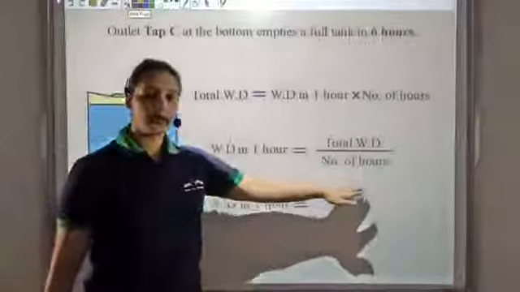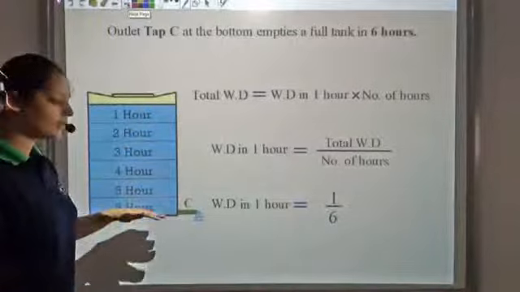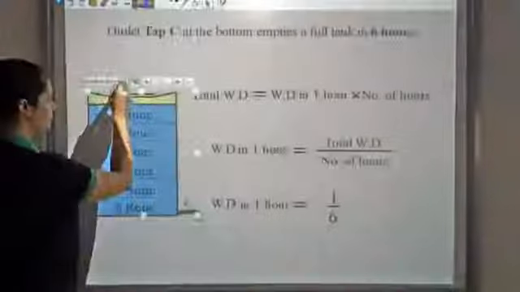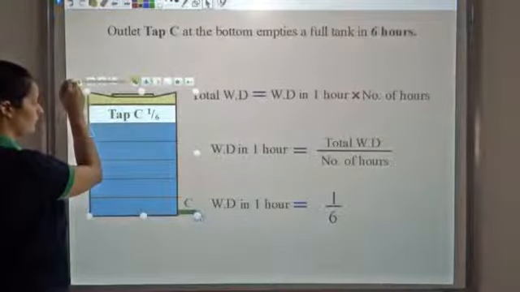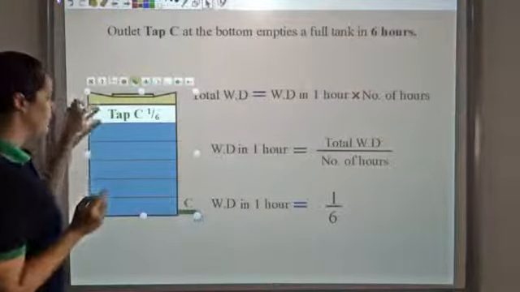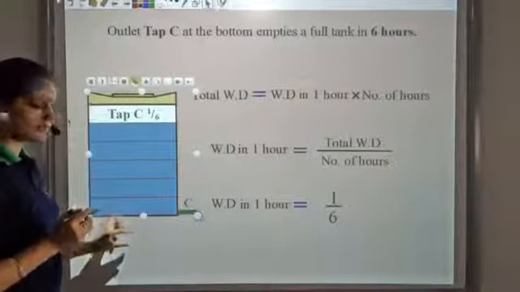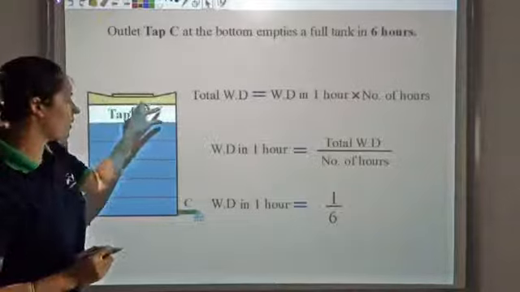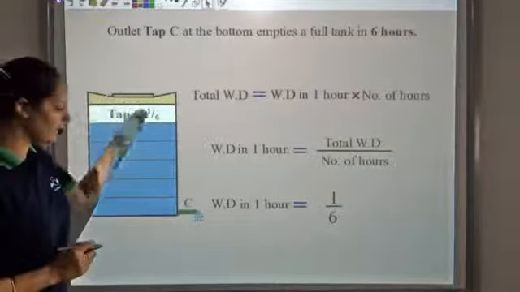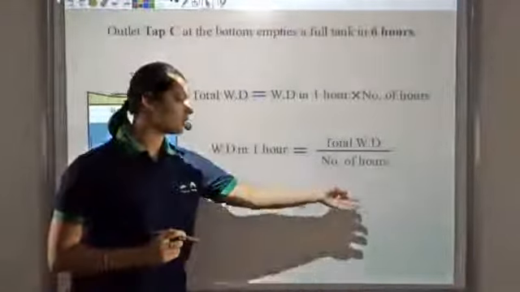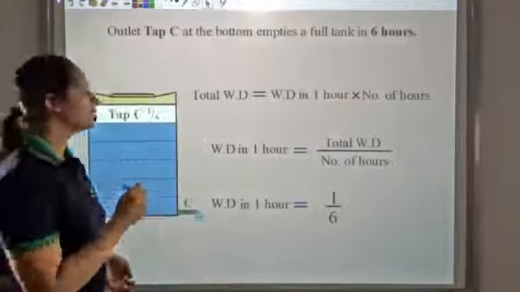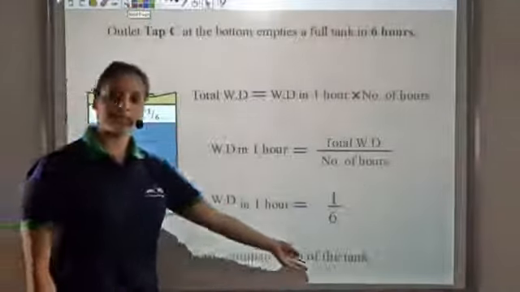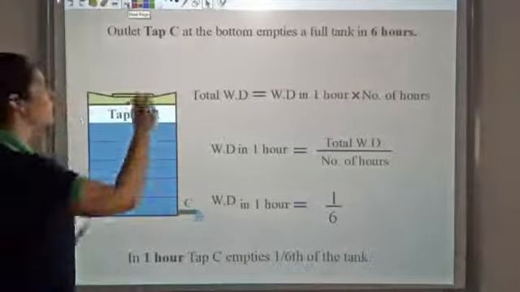Let's look at this. Work done in 1 hour is 1 by 6, so I divide it into 6 equal parts. Now in 1 hour, tap C is removing 1 part out of those 6 parts. Out of these 6 parts, tap C has removed this 1 part, which is 1/6 of the tank. This is the portion that is being removed in an hour. So in 1 hour, tap C empties 1/6 of the tank. That is what we know.